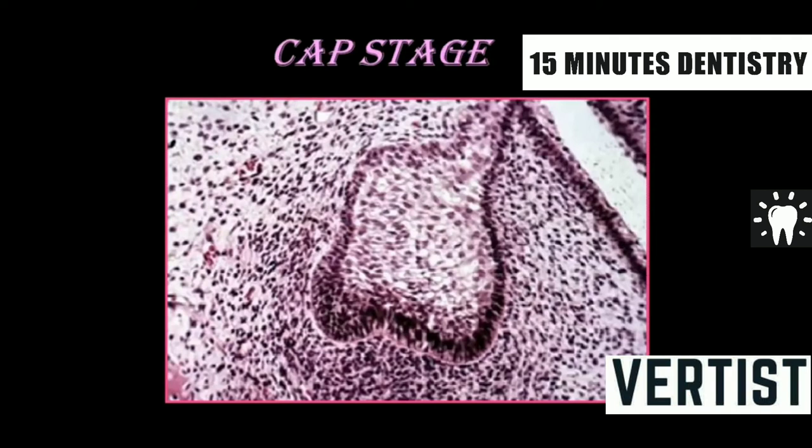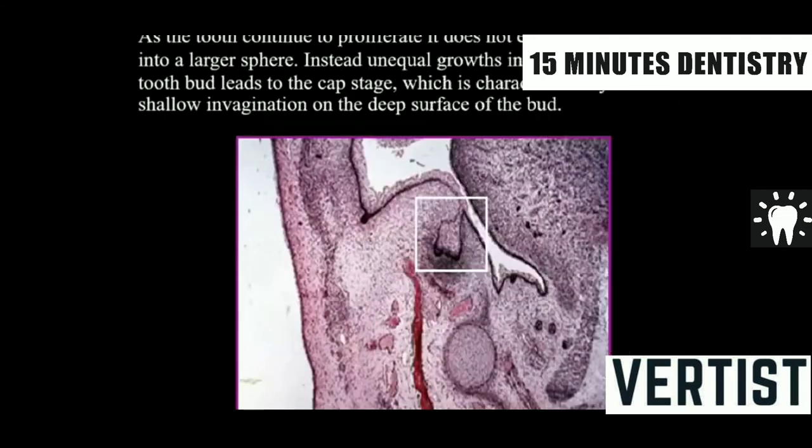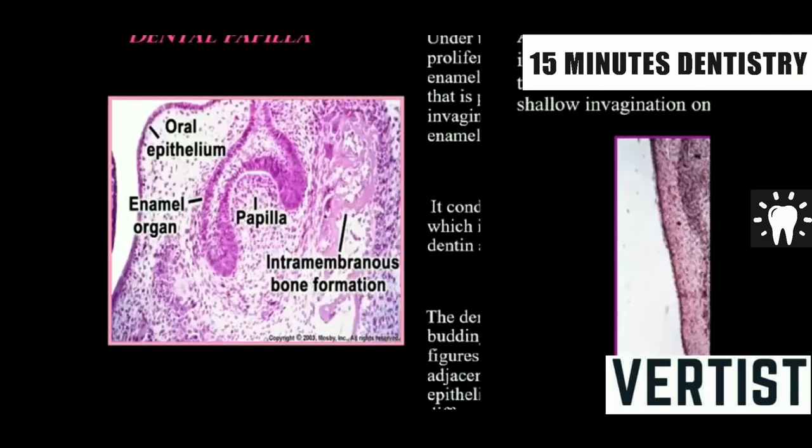In the cap stage, the cells become a little bit more columnar, more cellular, and the enamel organ will get established. As the tooth bud continues to proliferate, it does not expand uniformly into a larger sphere. Instead, unequal growth in the different parts of the tooth bud leads to the cap stage, which is characterized by shallow invasion on the deep surface of the bud.